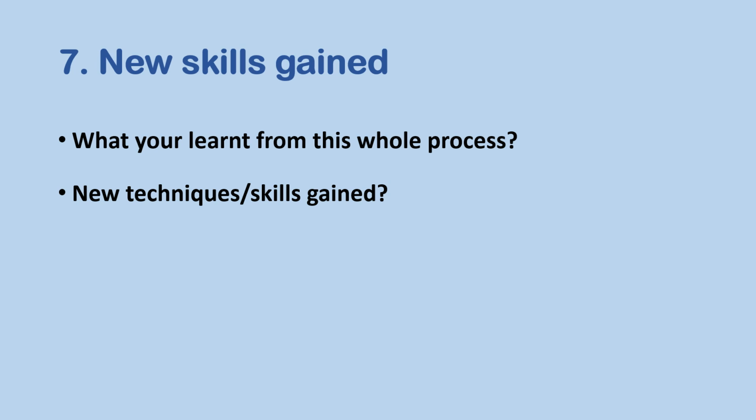Point number 7 is new skills gained. Here you need to explain in your whole process of project making what you learned. That means you need to explain what you learned from this whole process of project making and the new techniques and skills gained while this project making. So this will come under new skills gained.